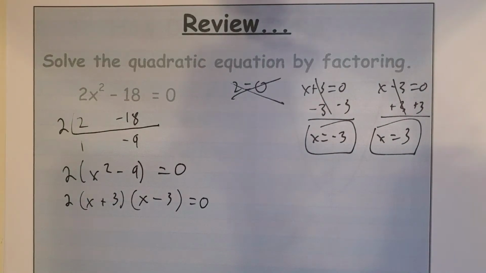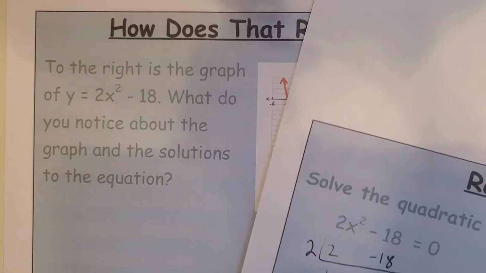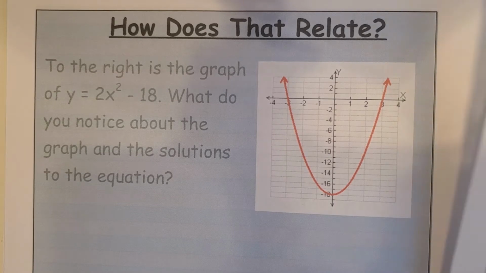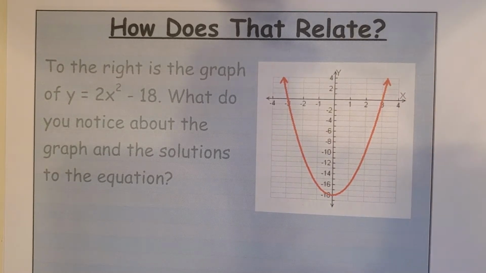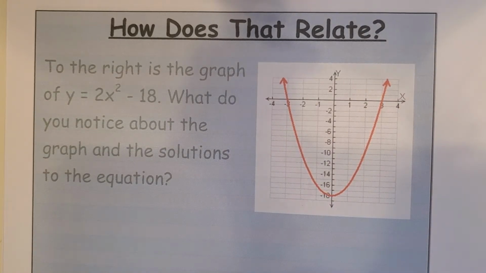All right, that's your review of factoring. Okay, I'm going to keep this off to the side, because this is what the graph of y equals 2x squared minus 18 is going to look like if you actually sat there and plotted it on a piece of graph paper. And the question is, what do you notice about the graph and the solutions to the equation?